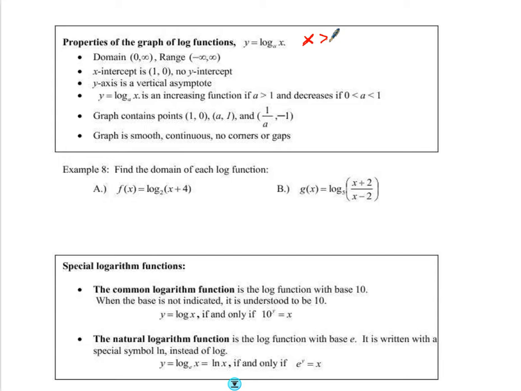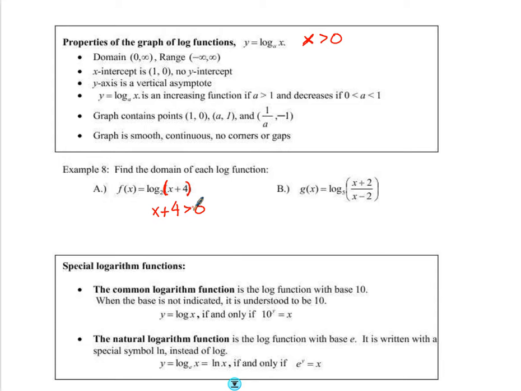So in my independent variable, which is inside the parentheses here, whatever value is in my parentheses has to be greater than 0. x plus 4 is what I'm taking the log base 2 of. So that value, x plus 4, has to be greater than 0 for this log function to exist. So remember, when you add or subtract on the inside, what happens to the graph?